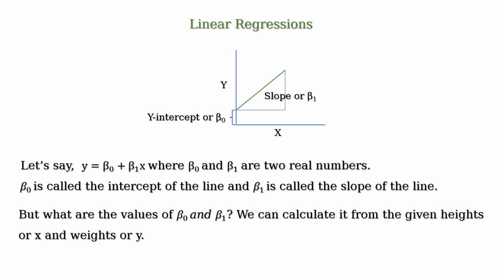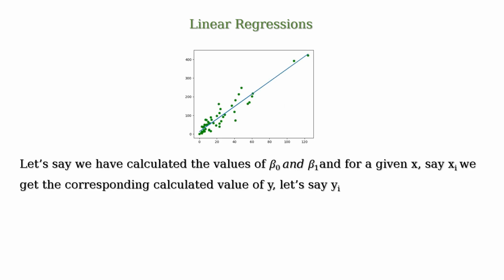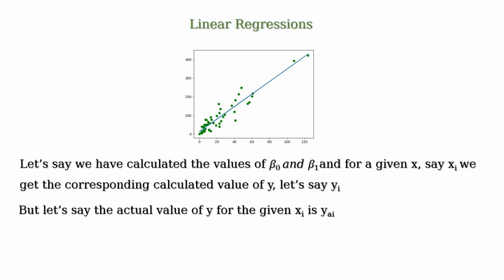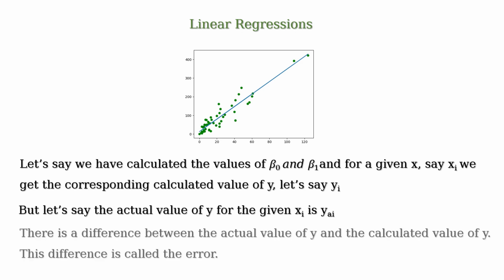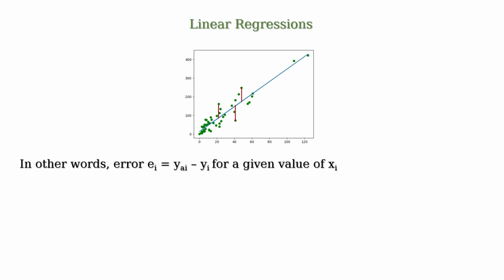Now, let's say we have calculated the values of beta 0 and beta 1, and for a given x, say xi, we get the corresponding calculated value of y, let's say yi. But let's say the actual value of y for the given xi is yai. So, there is a difference between the actual value of y and the calculated value of y. This difference is called the error. In other words, error ei is equal to yai minus yi for a given value of xi.